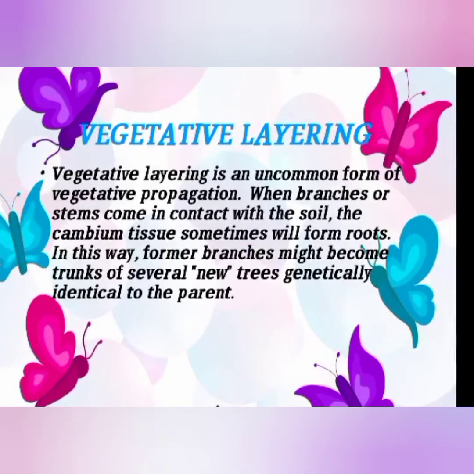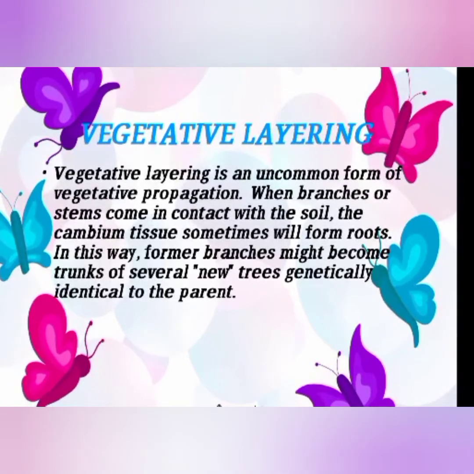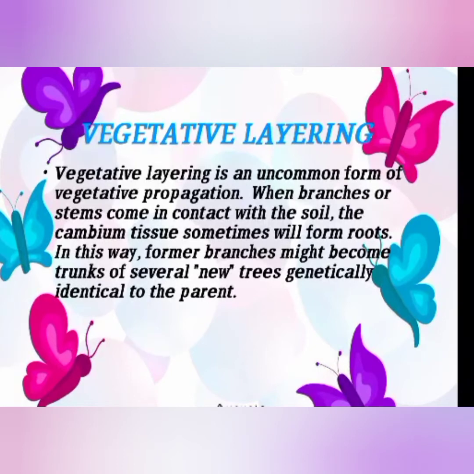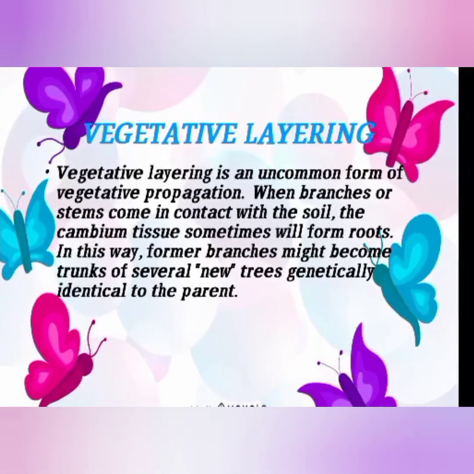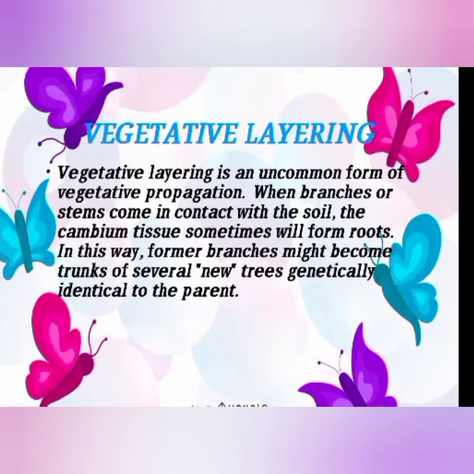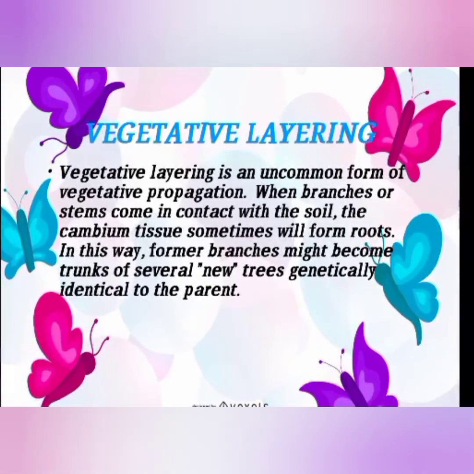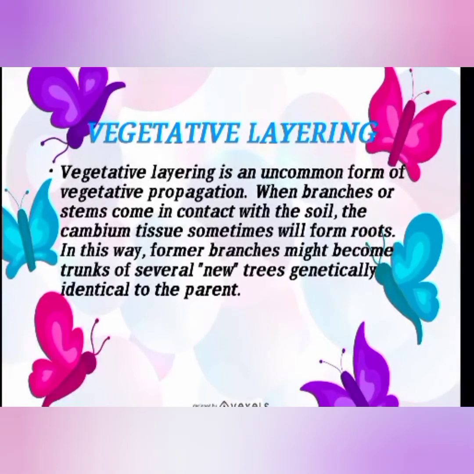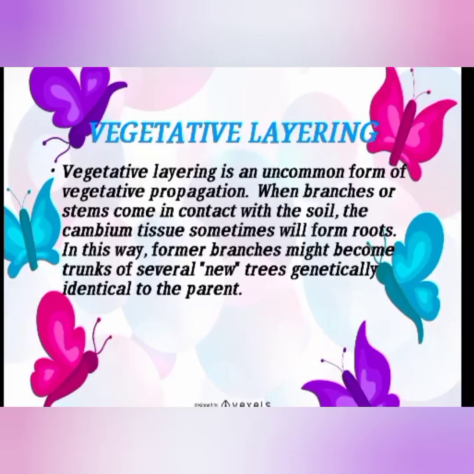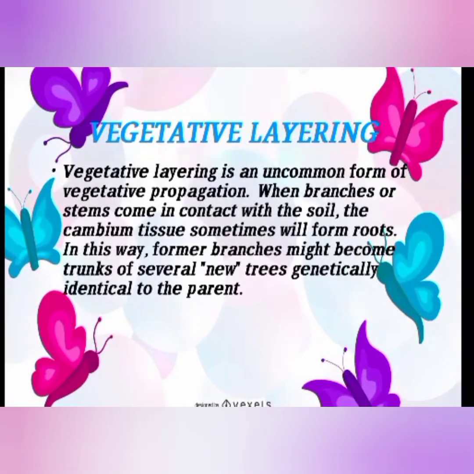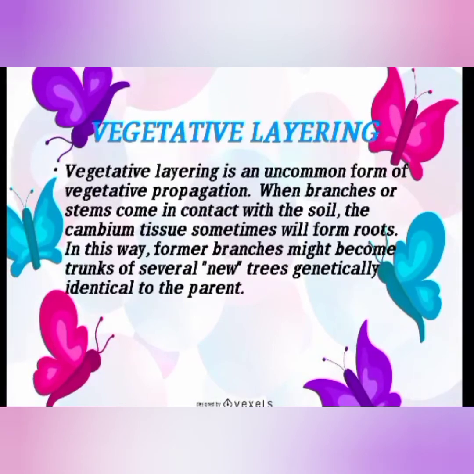Next is vegetative layering. Vegetative layering is an uncommon form of vegetative propagation. When branches or stems come into contact with the soil, the cambium tissue sometimes will form roots. In this way, former branches might become a trunk or several new trees genetically identical to the parent.